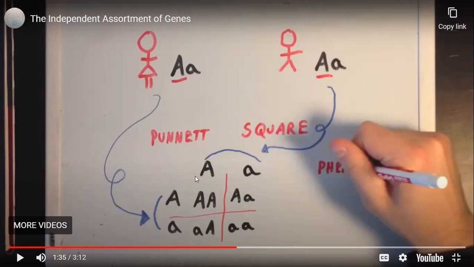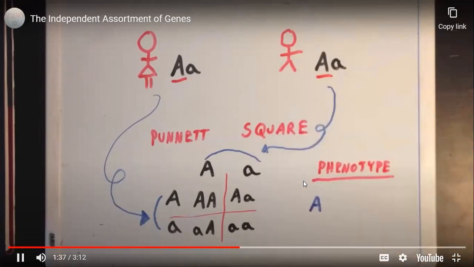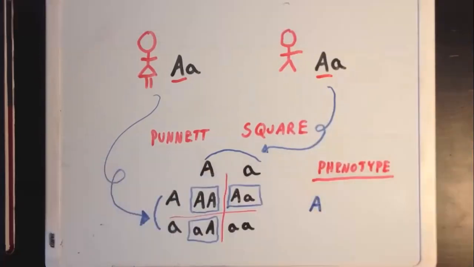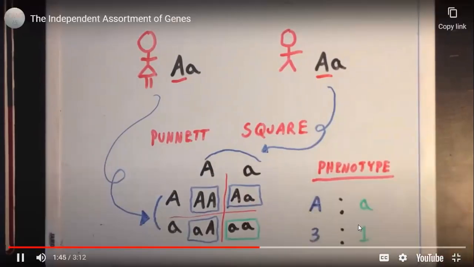When the combination happens, at fertilization, one from here and one from here will join, giving these possibilities. Looking at the offspring phenotype, we see that three of the four possible genotypes will lead to the dominant phenotype for gene A, whereas only one of the four possible genotypes will lead to the recessive phenotype for gene A.